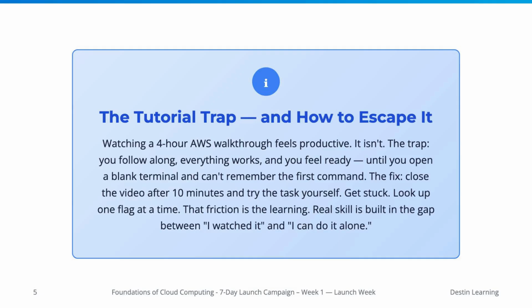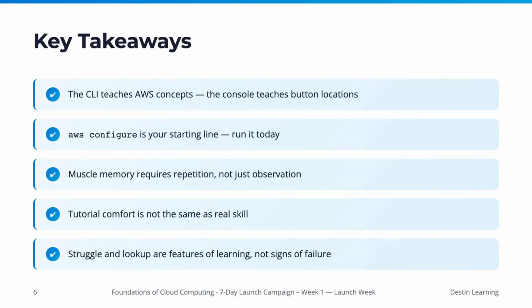Let's summarize Chapter 1. Remember these high-impact takeaways. The AWS CLI teaches you fundamental AWS concepts, while the console often only teaches you button locations. aws configure is your essential starting point, so run it today. Building true muscle memory requires consistent repetition, not just passive observation. Achieving comfort by following tutorials is not the same as possessing real, demonstrable skill. And finally, embracing the struggle and looking up solutions are integral features of the learning process, not signs of failure.